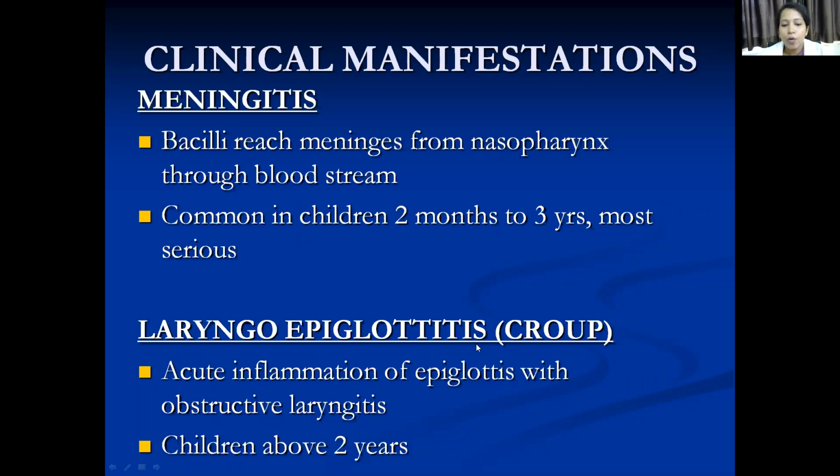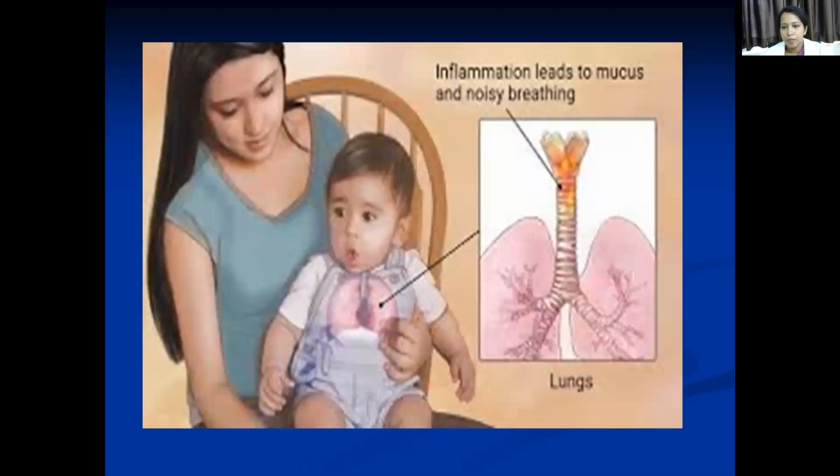Then laryngoepiglottitis, also known as croup. Croup, C-R-O-U-P. What is it? It is acute inflammation in the epiglottis region. It is obstructive laryngitis, seen mostly in children above 2 years. They have noisy breathing. Inflammation leads to mucus formation.